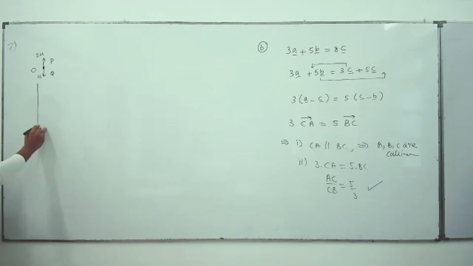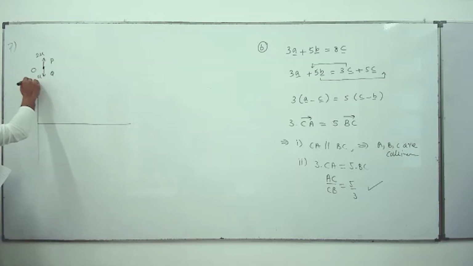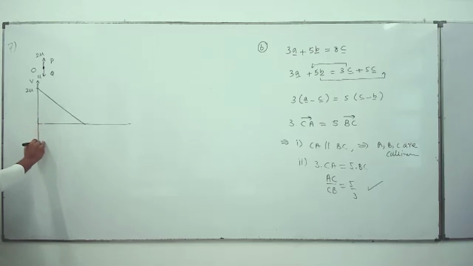Right. Particle P is moving upwards, no? Here, suppose 2u, that moves under gravity with retardation g like this. So okay. The other one is Q downward, therefore velocity negative. Minus u. Then that is moving under gravity with acceleration g. Therefore, this line and this line must be parallel to each other. Like this.